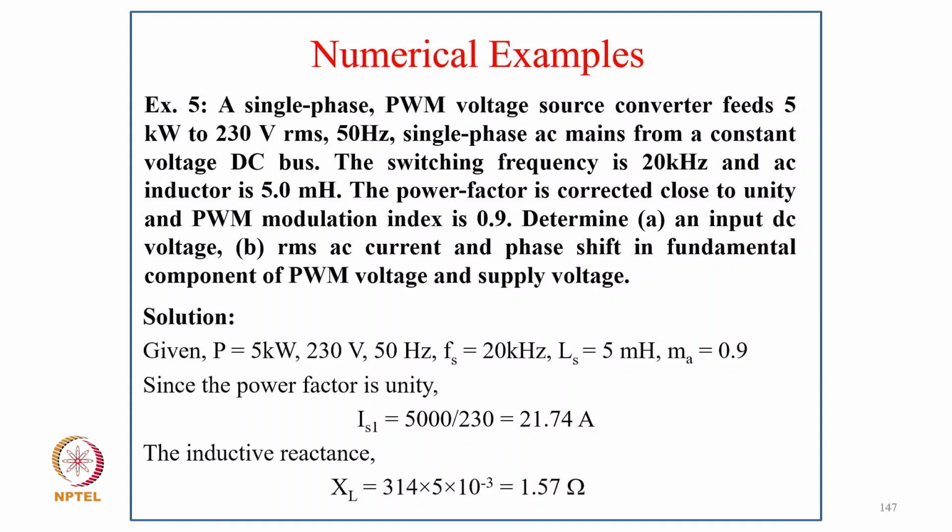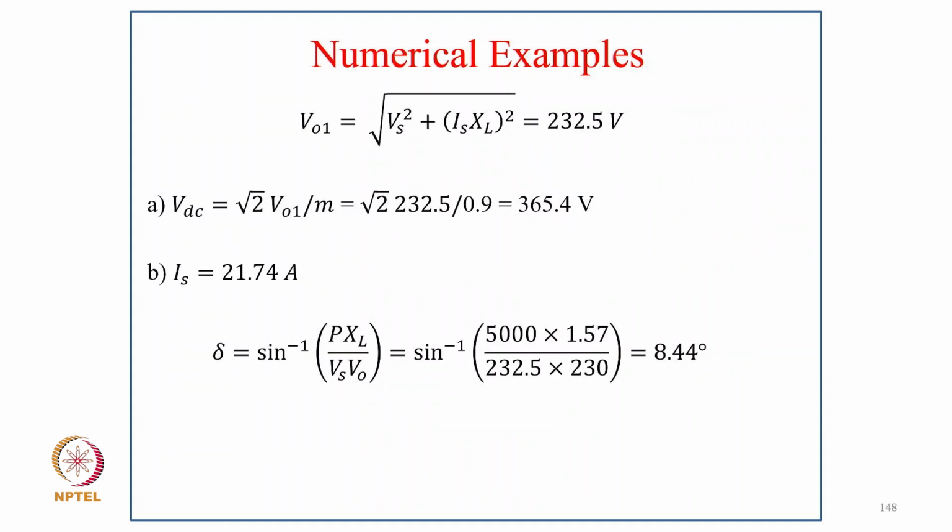Given solution: P equal to 5 kilowatt, 230 volt, 50 Hz, fs equal to 20 kHz, LS equal to 5 millihenry, M equal to 0.9. Since the power factor is unity, IS1 equal to 5000 by 230, that is 21.74, and XL is 314 into 5 into 10 to the power minus 3, that is 1.57 ohm, and VO1 equal to root of Vs square plus IS XL square, that is 232.5, and VD is equal to root 2 VO1 divided by M. So this becomes root 2 times 232.5 divided by 0.9, that is 365 volt, and IS equal to 21.74, and delta equal to sin inverse of IS XL upon Vs into VO1. Putting in the values, it comes to 8.44 degree.